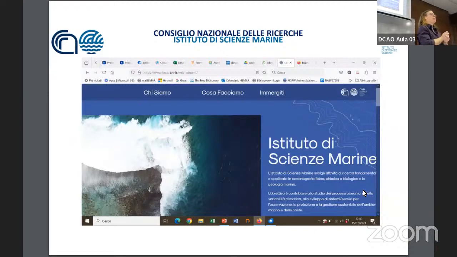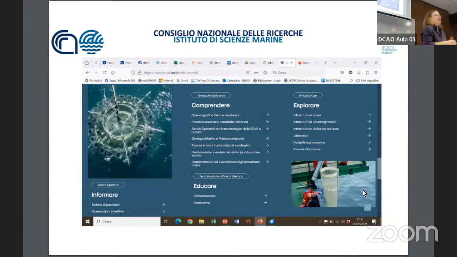Our institute investigates very different fields of the ocean and sea dynamics from the physical point of view, biological, chemical, geophysics as well, and paleoceanography. And the activities are not just motivated by the knowledge of the dynamic itself, but also to develop services like a forecast system or develop observational infrastructures all over Italy, and also to disseminate knowledge on the oceanography to the general audience or specific for scholars, for example.